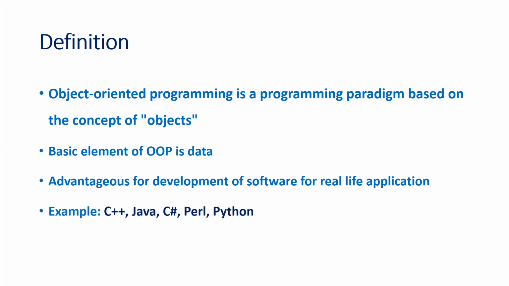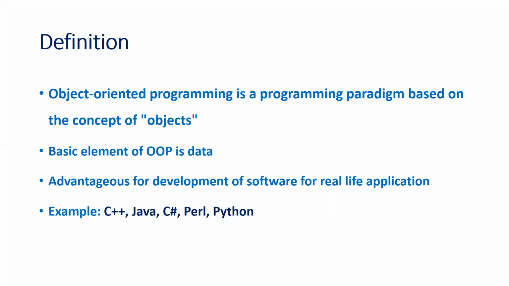It is better to call it a real world object. Actually, object-oriented programming is based on the real world object. In the concept of object-oriented programming, we will consider everything in our real world as objects. The basic element of object-oriented programming is data. Object-oriented programming consists of data and some methods.